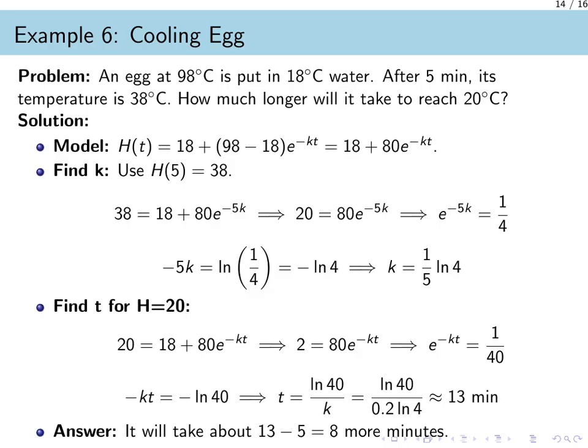Solving the equation H of t equals 20 gives a total time of about 13 minutes from the start. Since the question asks how much longer it will take, we must subtract the 5 minutes that have already passed. This shows how an intermediate measurement let us calibrate our model to predict a future state, giving a final answer of about 8 more minutes.